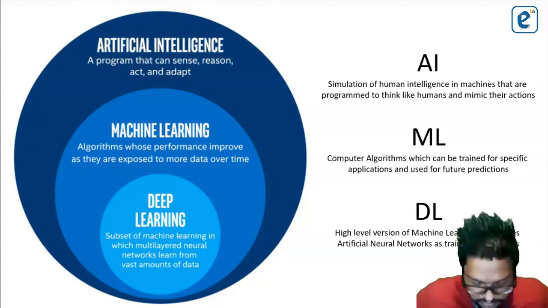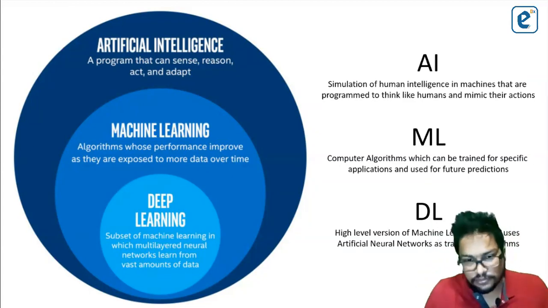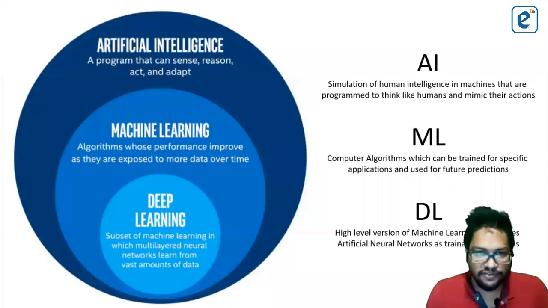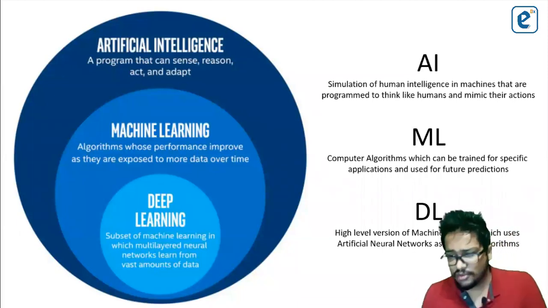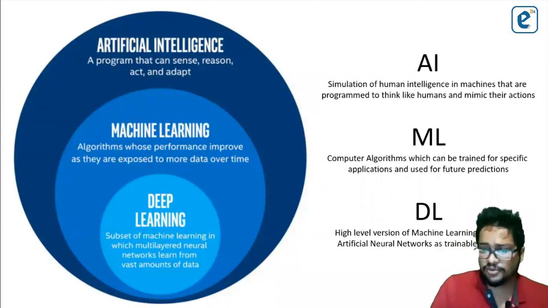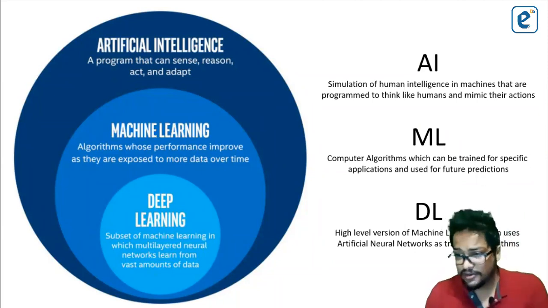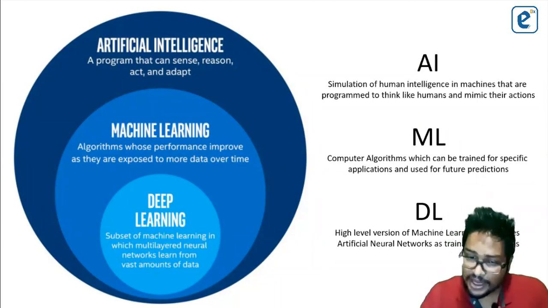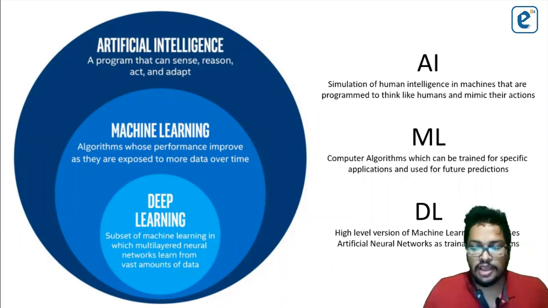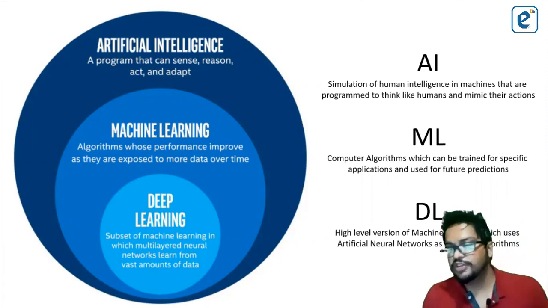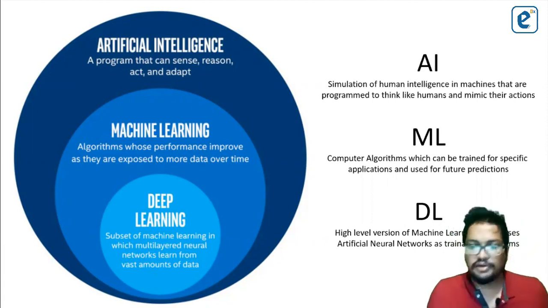So basically, as I mentioned, machine learning is the practical aspect of artificial intelligence, and we have computer algorithms which can be trained for specific tasks like self-driving, stock market value prediction, natural language translation, object detection. We can train it for a specific application, and we can use it for future predictions. That's the most important. What I mean is, we can train a self-driving car, and then we can run it on the road, right?